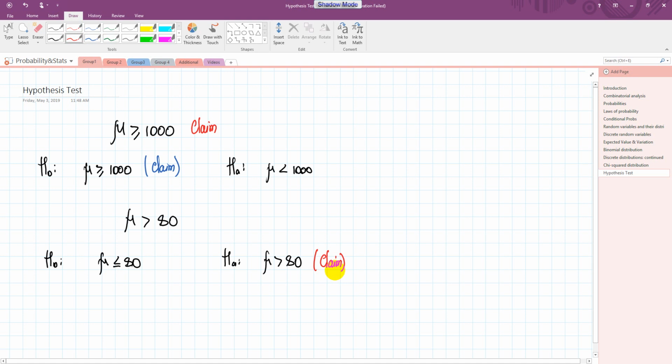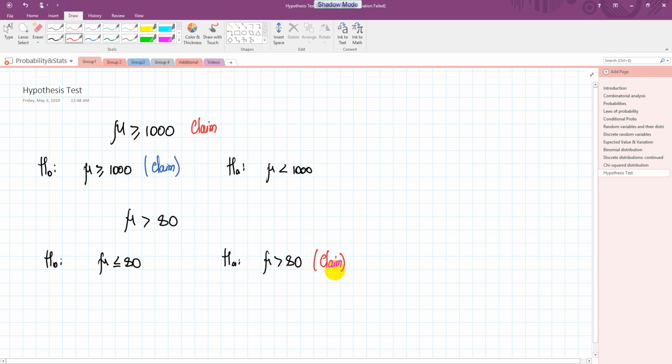Complements, right? So you see, we have three things here. We have the claim, the null hypothesis, and the alternative hypothesis. For each given claim, we're always going to construct the null hypothesis and alternative hypothesis, okay? Depending on the sign of the hypothesis, we're going to define what is the null hypothesis and what is the alternative hypothesis. For example, in the first case, mu is more or equal to 1,000. More or equal has the equality sign, right? So it's going to be the null hypothesis. And its complement, mu is less than 1,000, is going to be the alternative hypothesis.